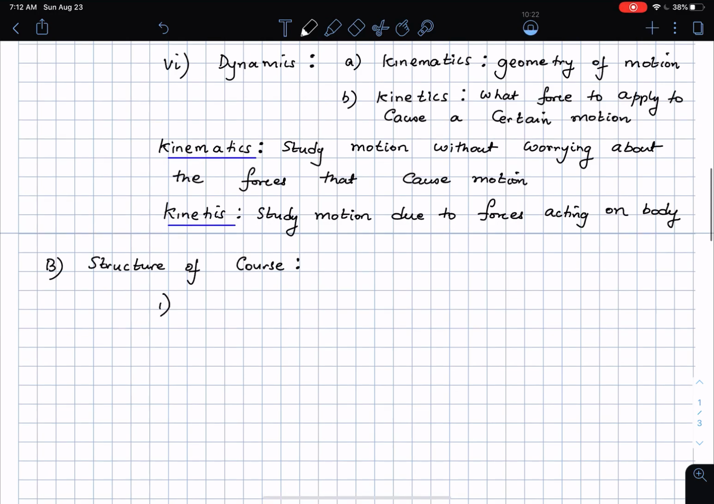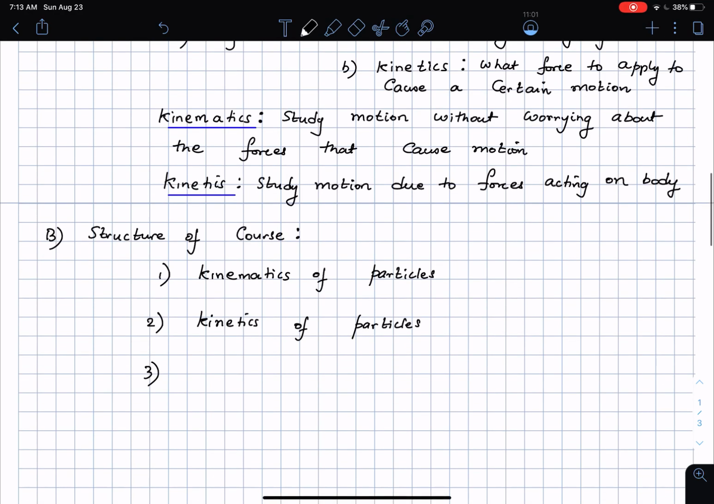Okay, so part one is the kinematics of particles. Then we shall look at the kinetics of particles. The order of these things is dependent on the instructor. Some people like to study all the kinematics first and then go into the kinetics. But I typically like to go from particles onto rigid bodies. So we look at the kinetics of particles. Then we shall look at the kinematics of rigid bodies.